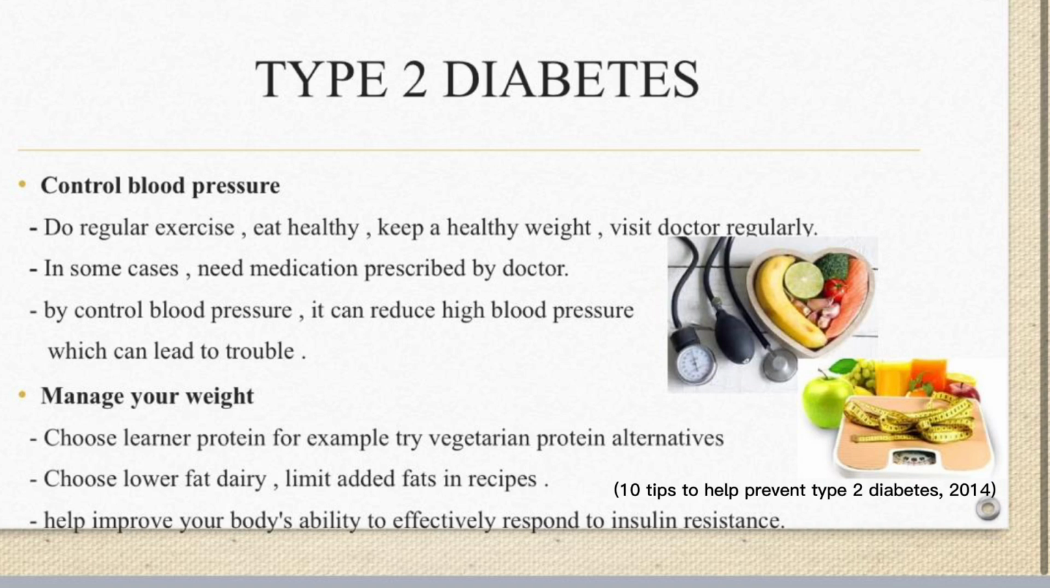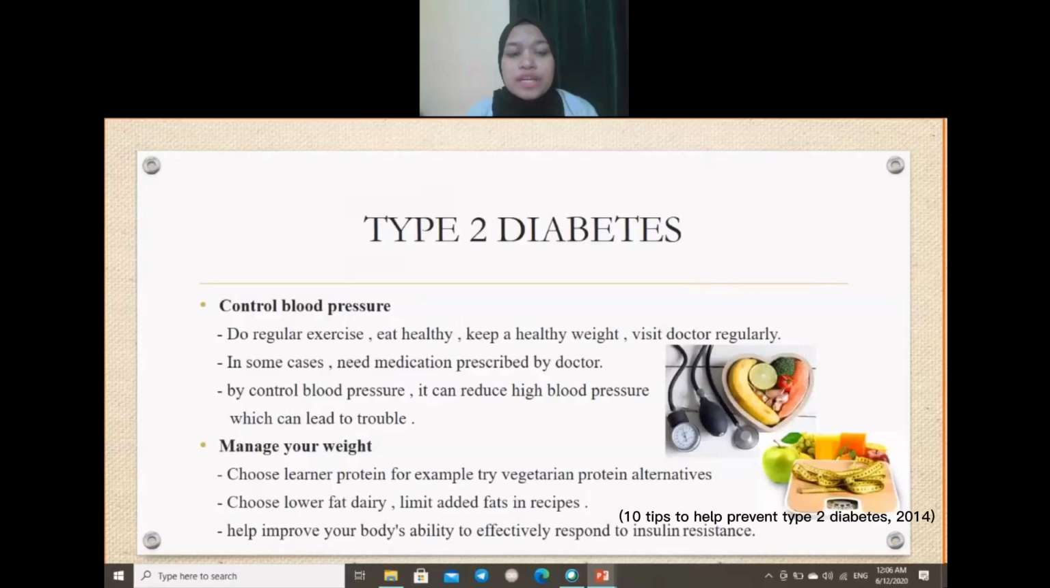Last but not least, manage your weight. You can choose leaner protein, for example, try vegetarian protein alternatives such as soy products. Next, choose lower fat dairy such as milk and yogurt. Last but not least, limit added fat in recipes. For example, choose margarine labeled non-trans fats and avoid tropical oils like coconut oil. It can help improve your body's ability to effectively respond to insulin.